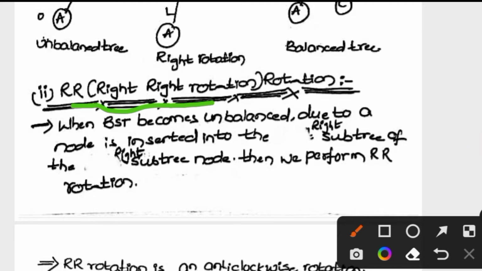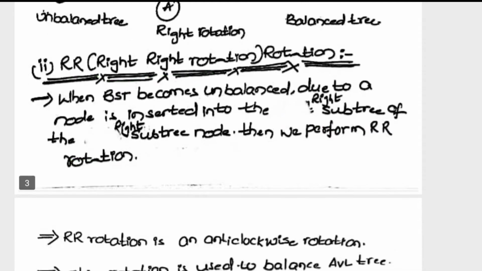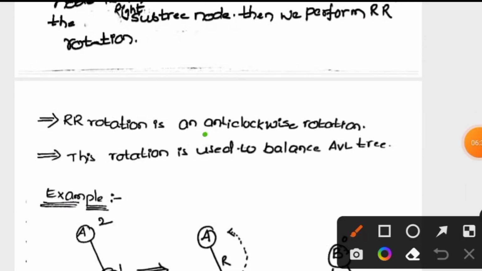When a BST or binary search tree becomes imbalanced due to a node being inserted into the right subtree of the right subtree, then we can perform the rotation as right rotation. Whenever we perform right rotation, it is an anti-clockwise rotation, and this rotation is used for balancing the binary search tree.